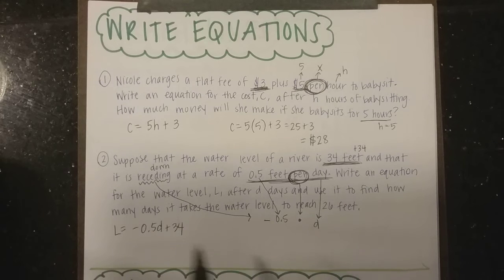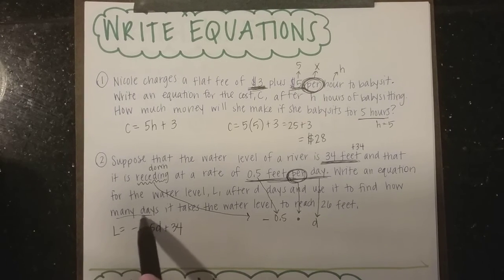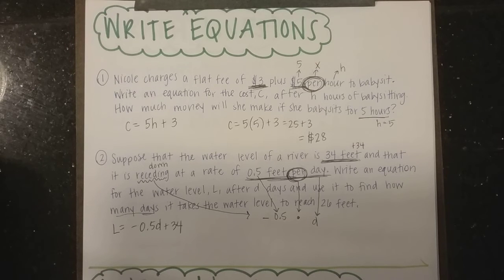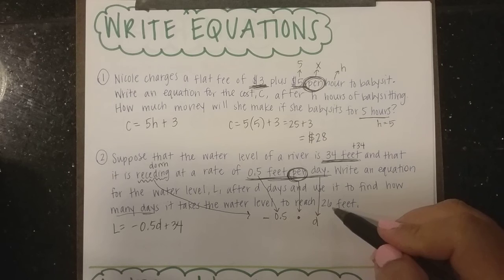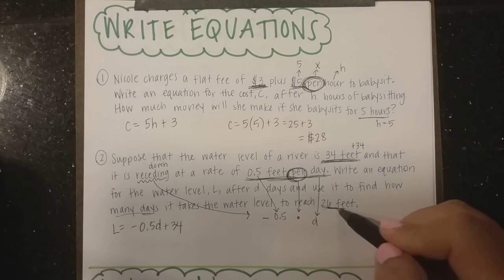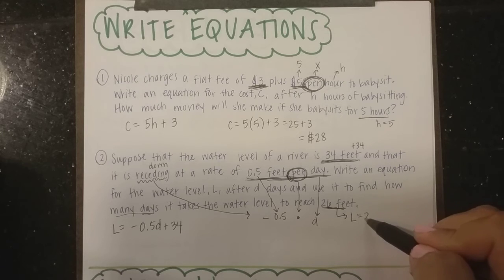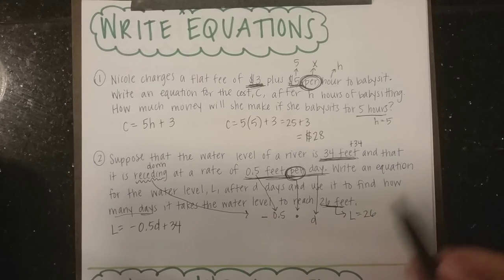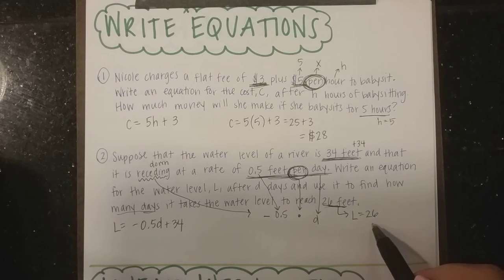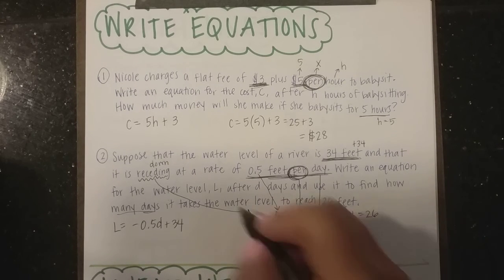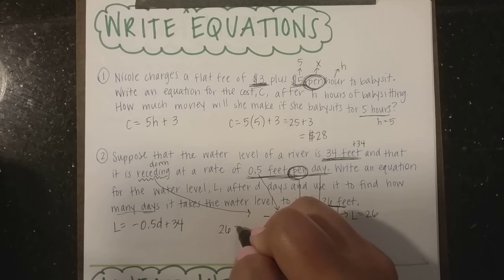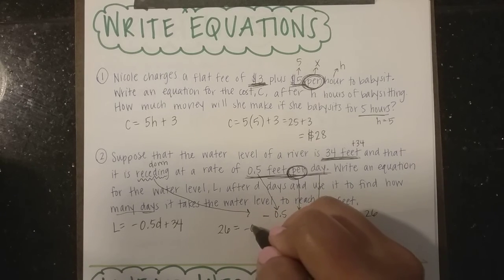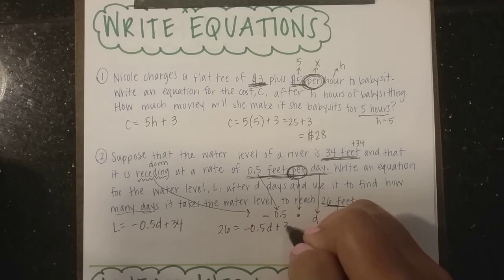It wants to figure out how many days, okay, so I'm looking for D, and it's when the water reaches 26 feet. So if the water's at 26 feet, that's my level, right? So that means that L equals 26 feet. So this one's a little bit different than the one we just did. Now I'm going to plug in 26 feet for the water level, which means I'm going to have 26 equals negative 0.5D plus 34.